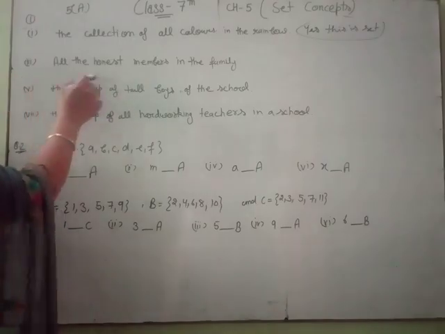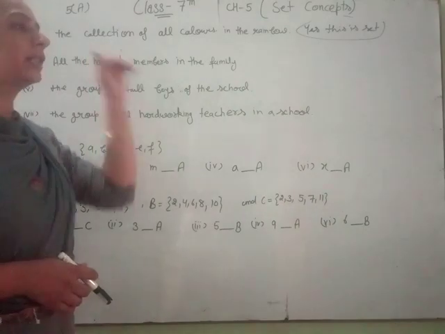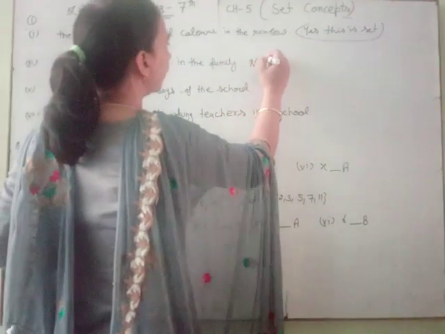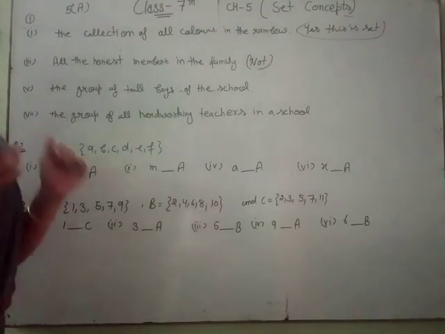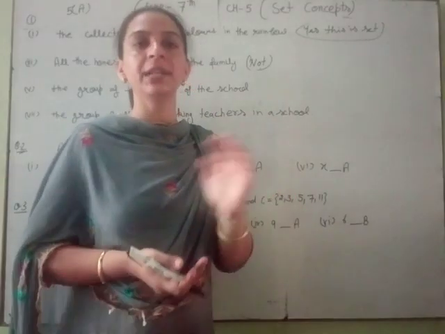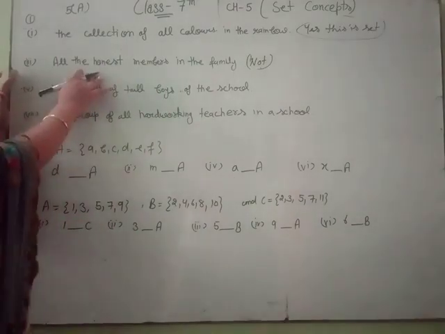Next is all the honest members in the family. This is not a set, because this is not a well-defined collection. I think this person is honest, and another person thinks that person is honest. So this is not a well-defined collection, so this is not a set.